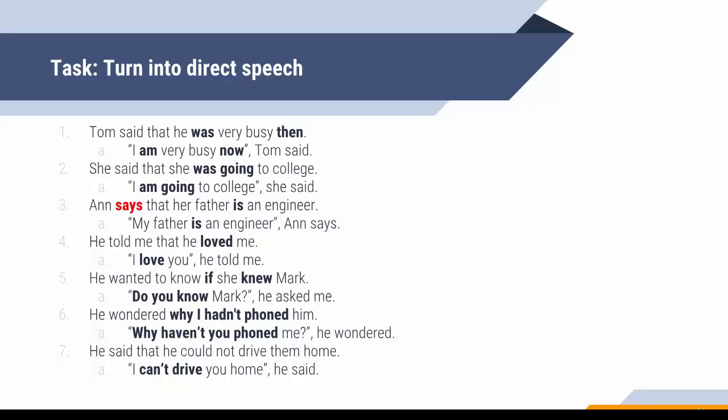Anne says that her father is an engineer. My father is an engineer, Anne says. Be careful here. We haven't mentioned this one so far. When the verb is in the present, the verb which is in red, it's called a reporting verb. So when the reporting verb is in present, then there is no change in the sentence. Again, reporting verb in present, no change in the sentence. But when the reporting verb is in the past, then you apply all of the rules that you know.